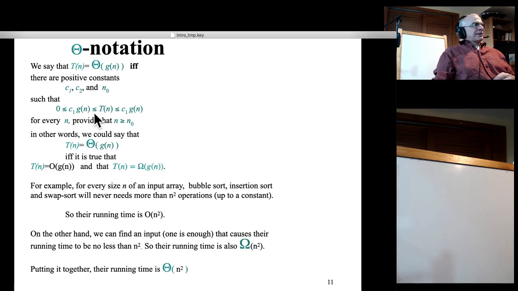That is, it's not the same constant that you're talking about, but T of n is sandwiched between these two functions. Or, in other words, we can say that T of n is theta of g of n if and only if, at the very same time, T of n is order of g of n, and also T of n is omega of g of n. Both are true. It's completely obscured without an example.